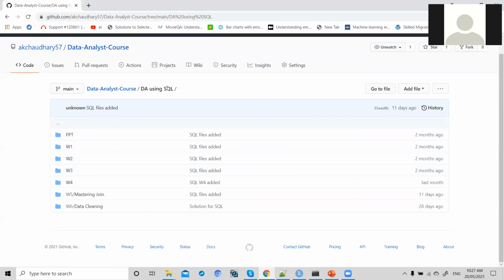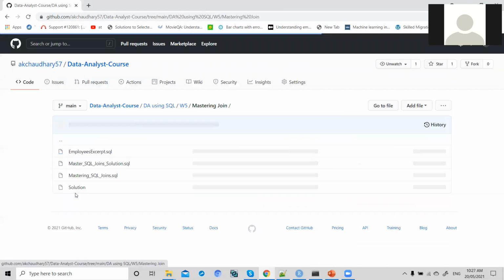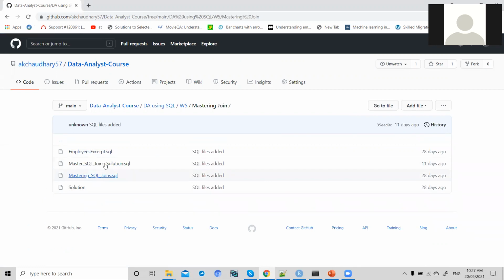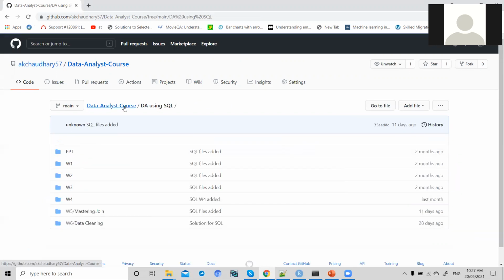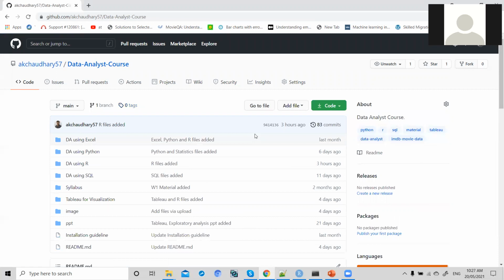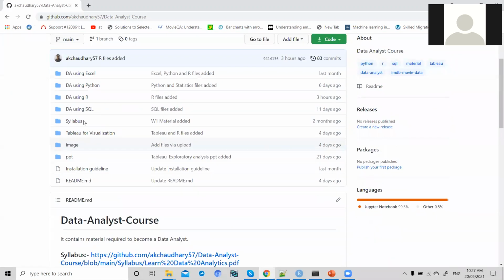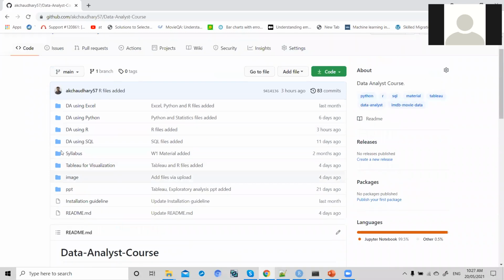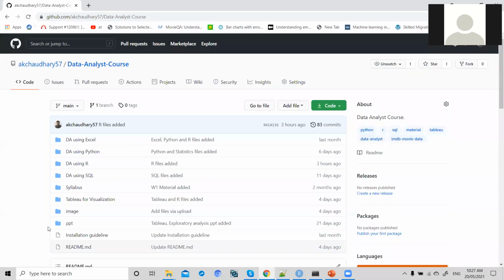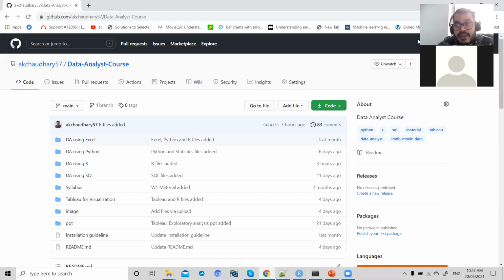In DA using SQL, you need to complete this master join article. Try to do a bit of work, but if not, try to complete at least one part, either the visualization part, Python part, or Excel part, so that we can discuss next week. Because if you don't have any questions, then you will not have any work next week. Okay. All right.